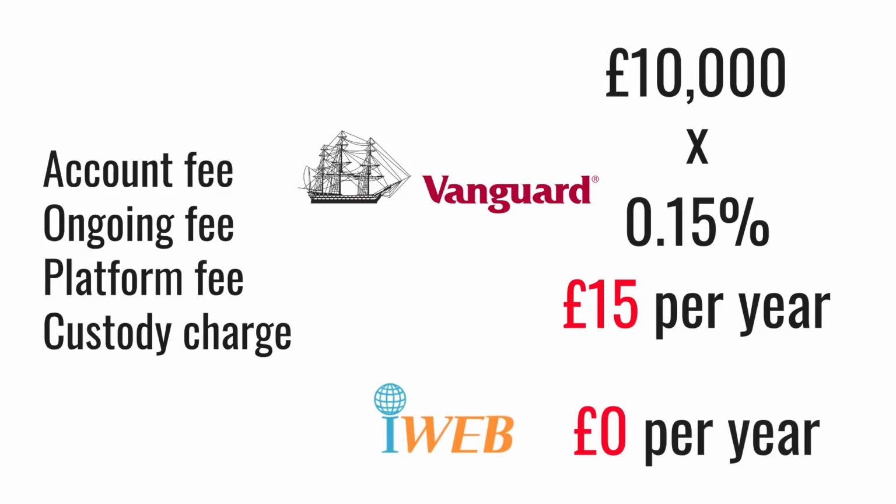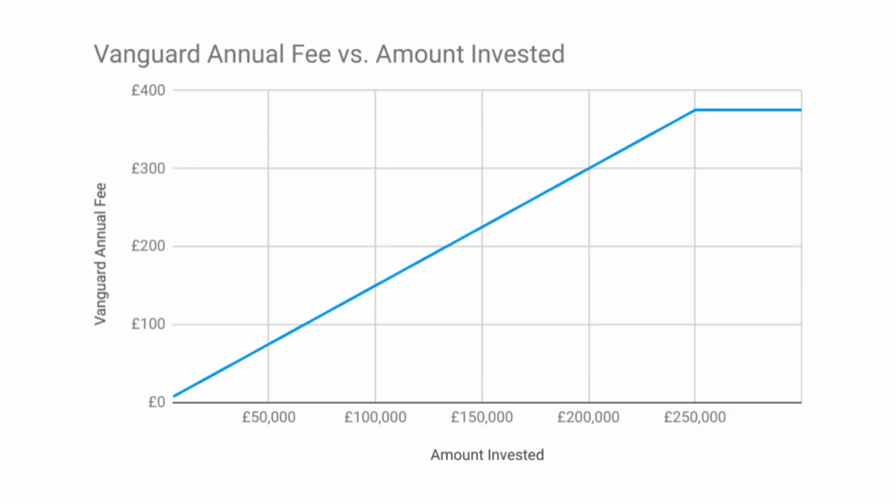So on the face of it, you might consider that IWeb would always be cheaper than Vanguard, but as we'll see, that's not quite true. Because Vanguard's fee is a percentage of the amount invested, as that amount increases, the amount you pay also increases. But that increase isn't indefinite. Once you reach £250,000 invested, Vanguard caps the fee at £375. You'll never pay more than that each year.